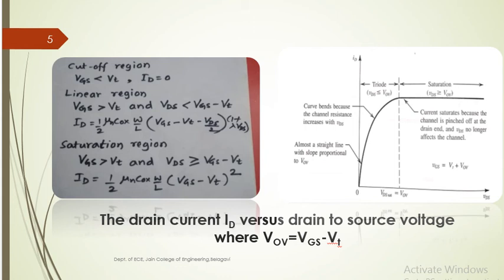Then that current is given by Shockley's equation. ID is equal to half mu n CoX W by L, VGS minus VT minus VDS by 2, times 1 plus lambda VDS. Either you write 1 plus lambda VDS or just VDS for calculation purposes. So lambda is a process dependent parameter.